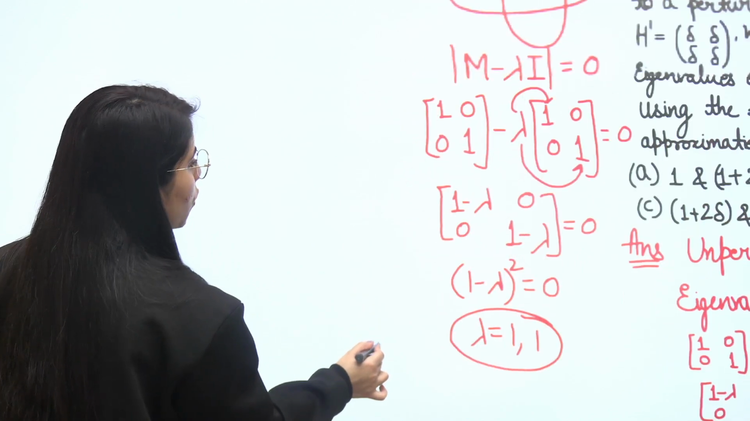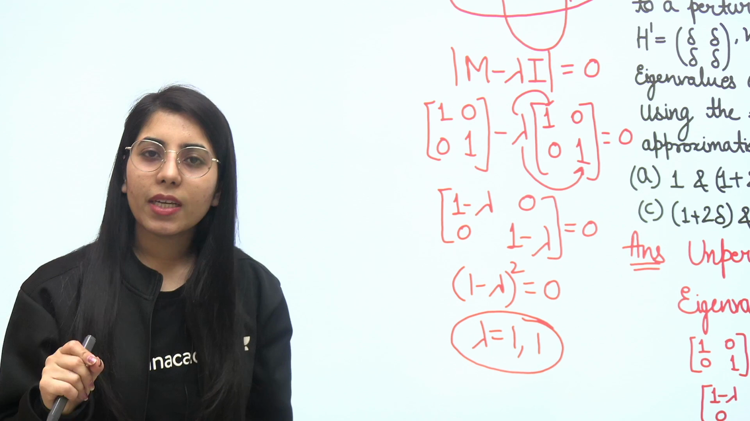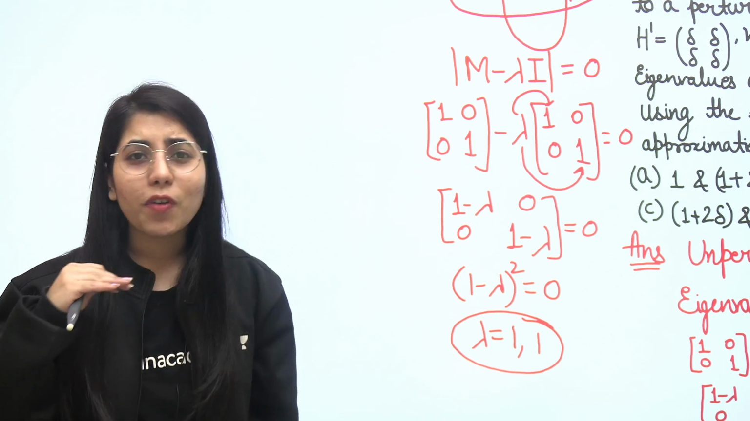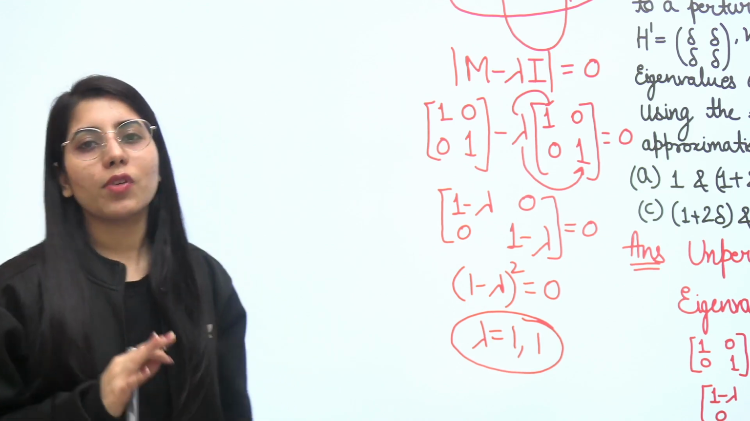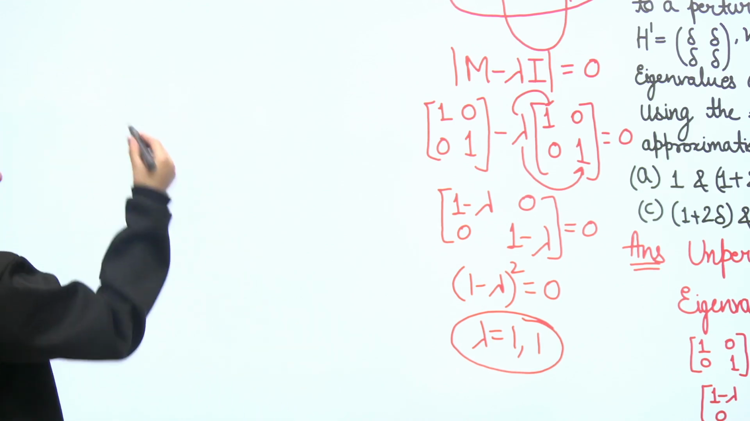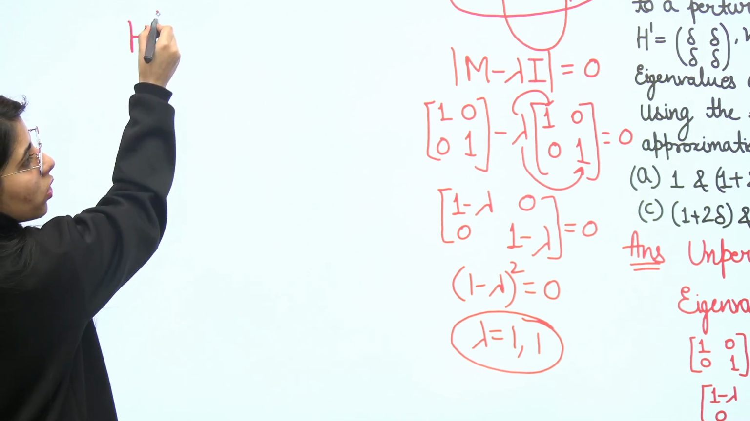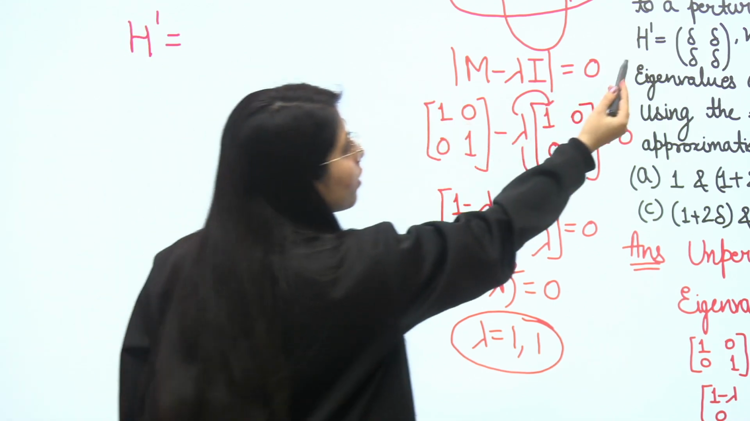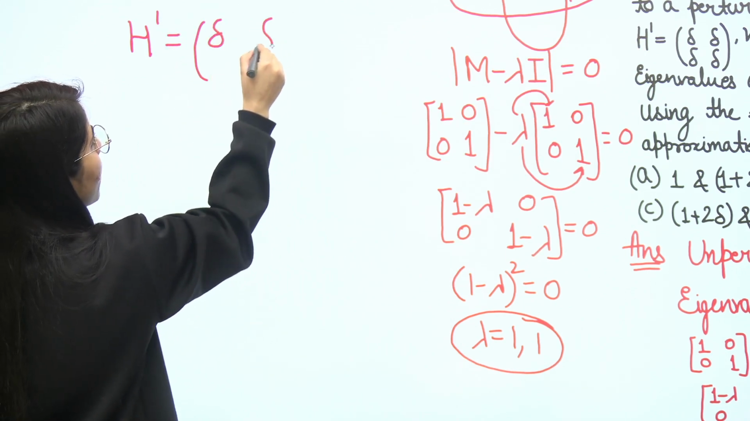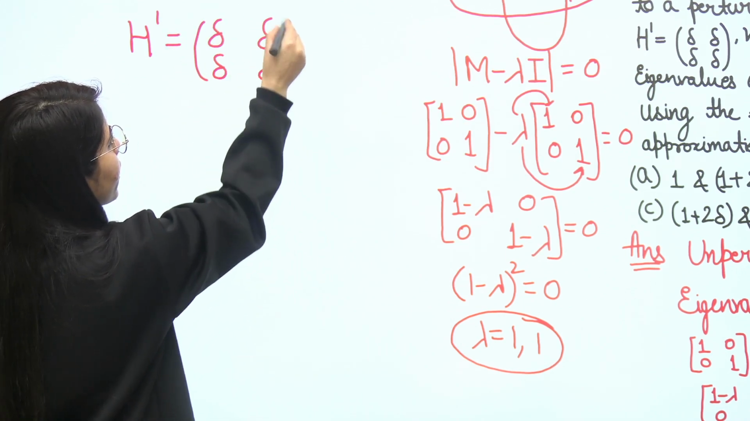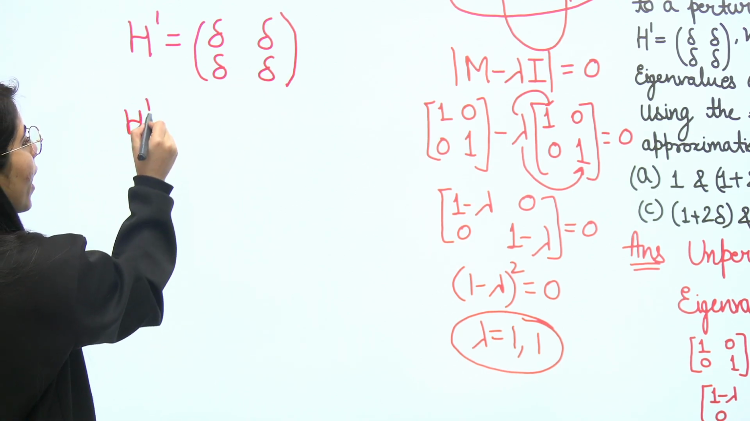I'm just going to show you here how to find the eigenvalues, so that if anybody here is not familiar with the steps, who doesn't know how to find the eigenvalues, they will be able to solve any such type of question after knowing all the steps. Now the H dash, that is the perturbed Hamiltonian. Clear? It is going to have the matrix elements as delta, delta, delta, delta. What we need to do next? We just need to find its eigenvalues.